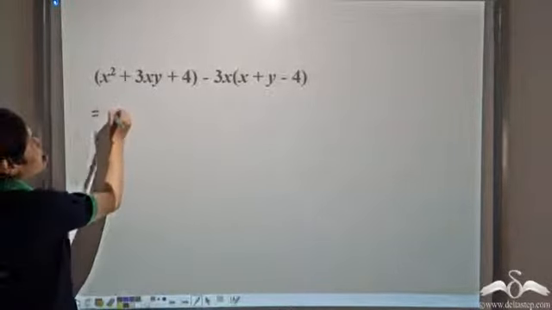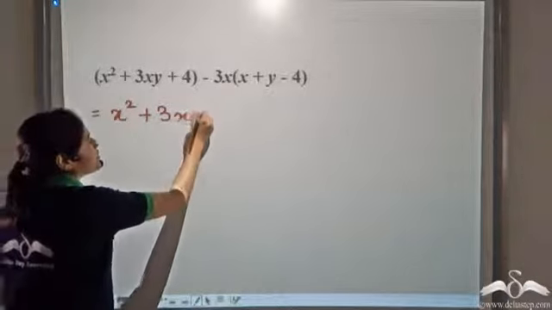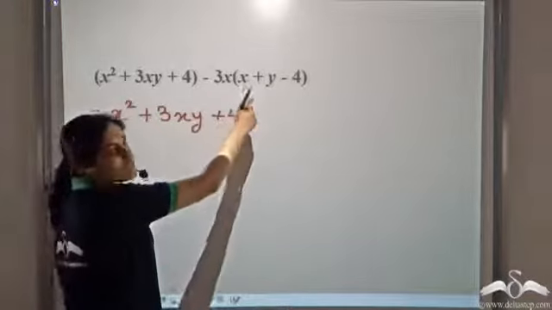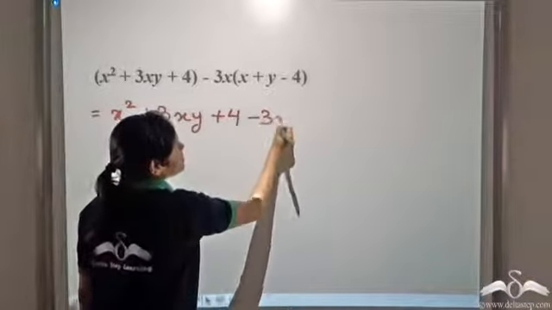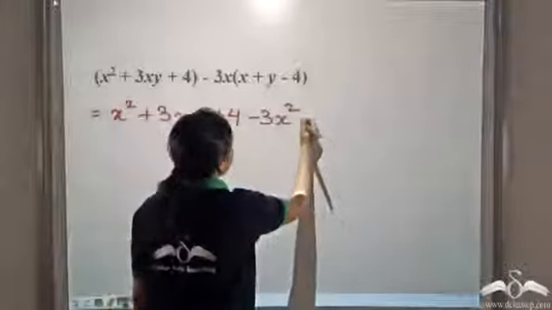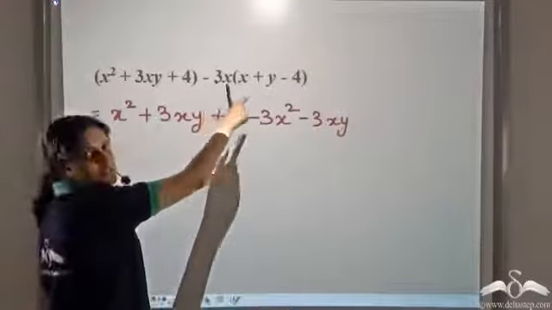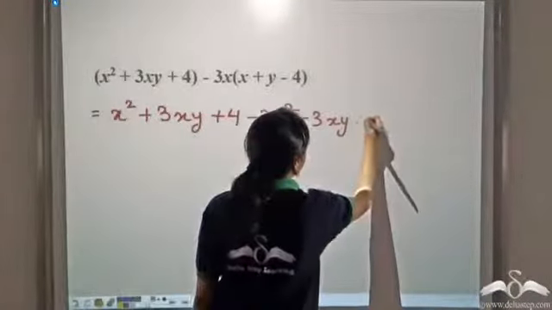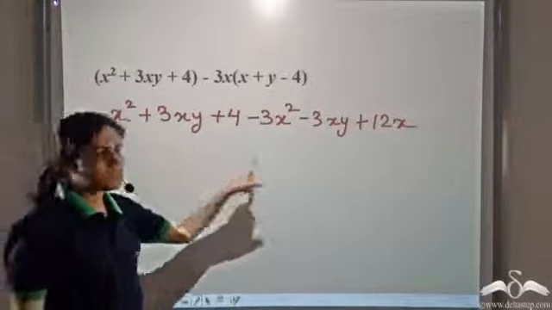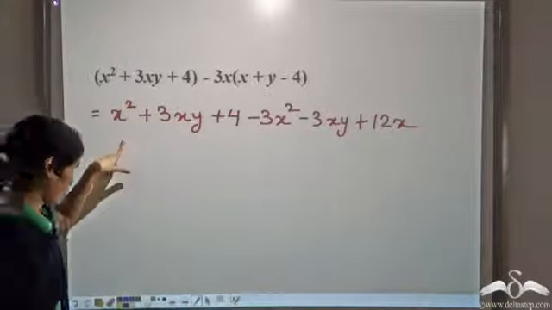So we have x square plus 3xy plus 4. Minus 3x into x gives us minus 3x square. Minus 3x into y gives us minus 3xy. Minus 3x into negative 4 gives us plus 12x. So this is what we have.